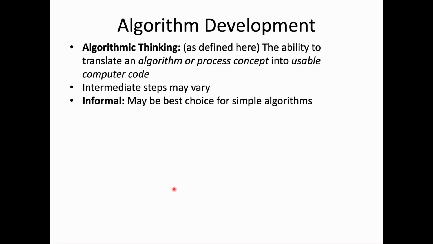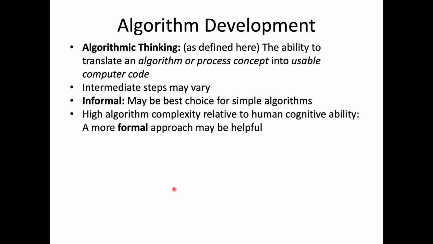And so when we want to expand our work to more complex algorithms, we need more systematic approaches. If we take a more formal approach, then it expands our capabilities. We can then venture into more complicated algorithms that may have some advantages over the simple algorithms that we are limited to when we're using informal approaches. So when the algorithm complexity is high with respect to human cognitive ability, it may be helpful to use a more formal approach.